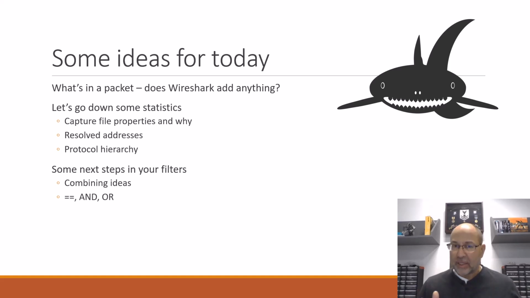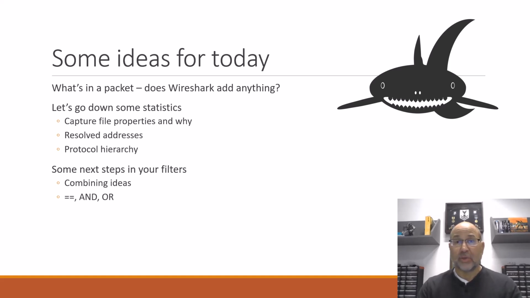We'll take a look at individual packets and see if there's anything that Wireshark might stick in there to make things a little easier, but also sometimes, to be honest, a little confusing if you don't know what you are looking at. Then we'll go down some of the things in the statistics menu and see what we might use them for. Lastly, we'll take our next step in filters. We introduced some really basic filters last time, but we'll add a couple of ideas today.